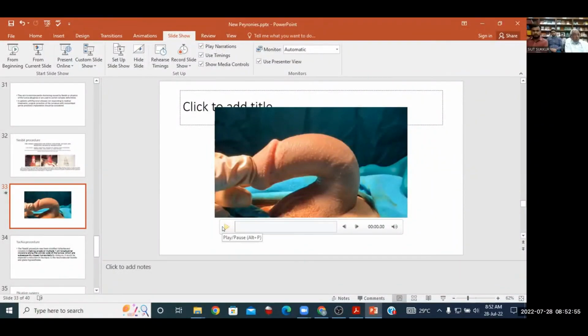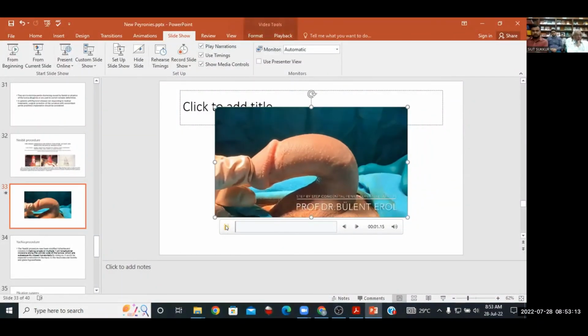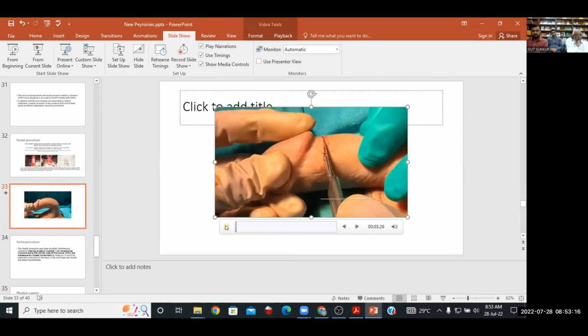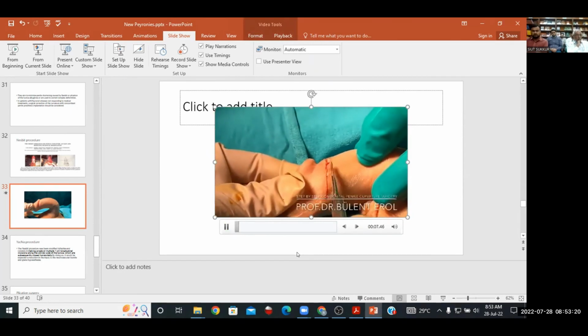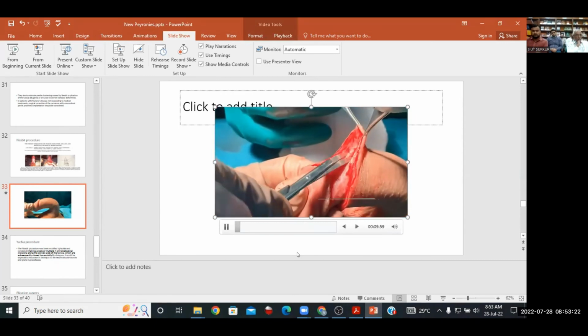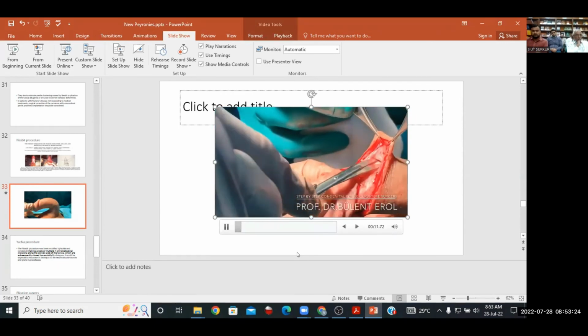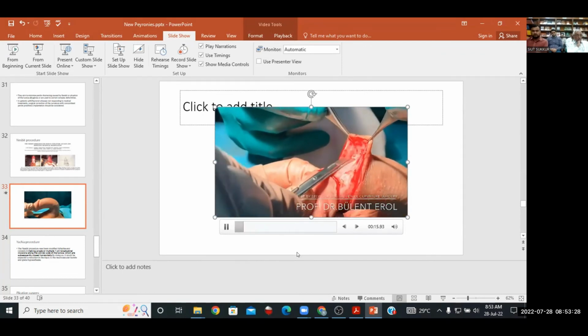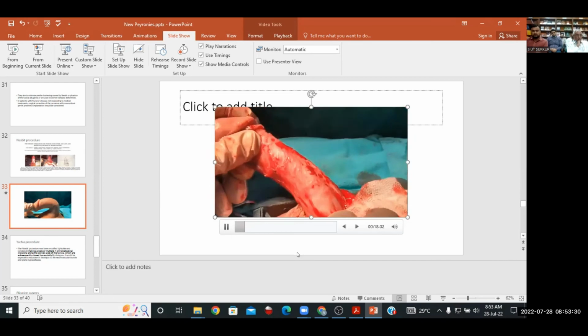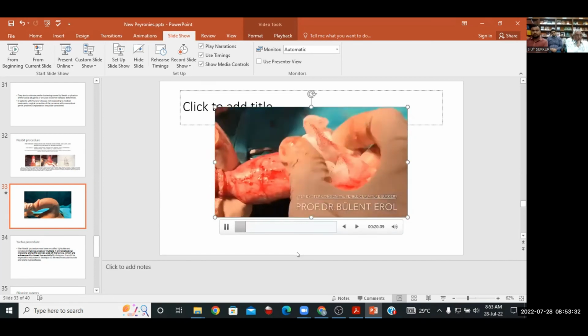From 30 to 60 degrees: if the curvature is more than 30 degrees but less than 60 degrees, then we have to do the Nesbit procedure. So this is the circumcising incision, and we are degloving the penis. So the penis is degloved.